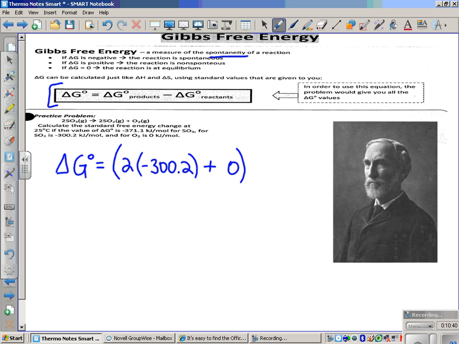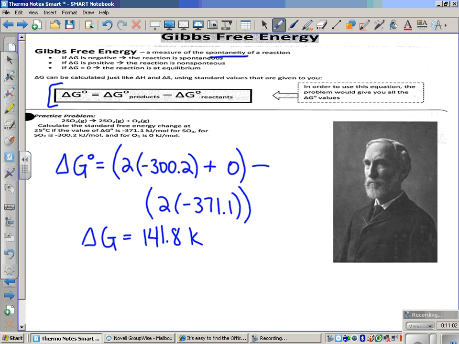It's not 0 for entropy. Pure elements have entropy. Even if it's a pure element, they have chaos, they have disorder. But for delta G and for delta H, they will always be 0. And then we're going to subtract all of our reactants, which is 2 of the SO3s. So we're going to have negative 371.1, and we end up with a delta G value of 141.8 kilojoules.